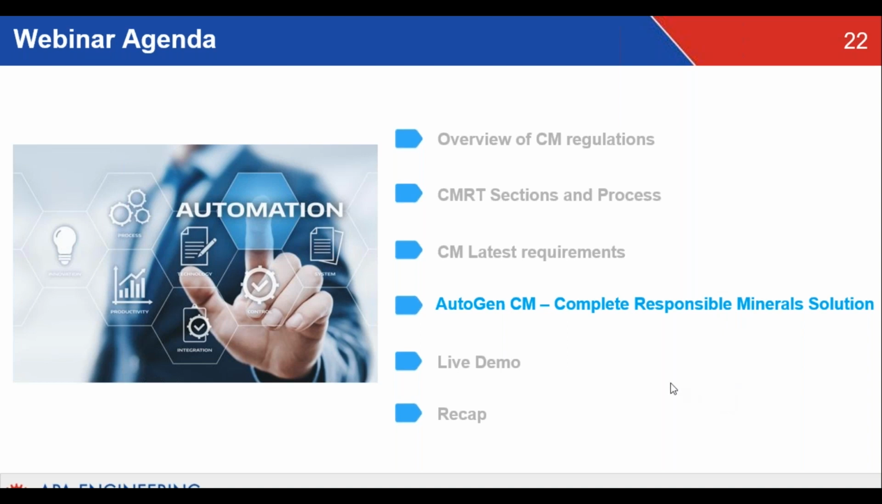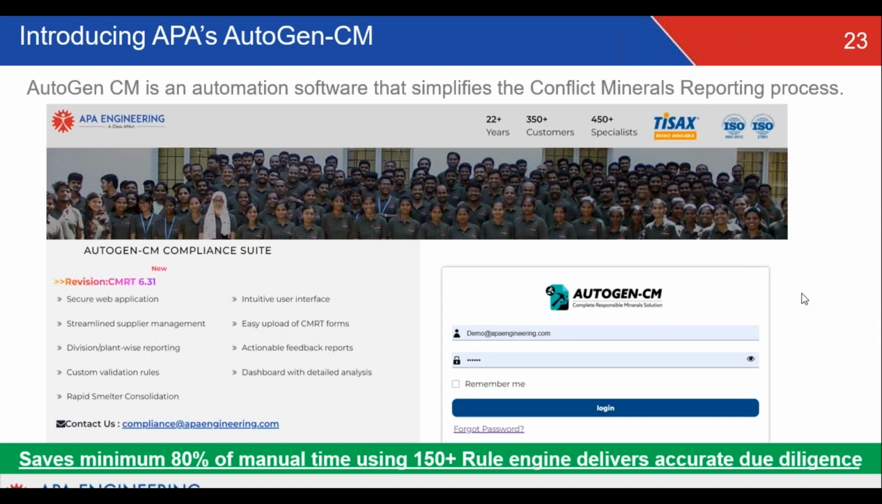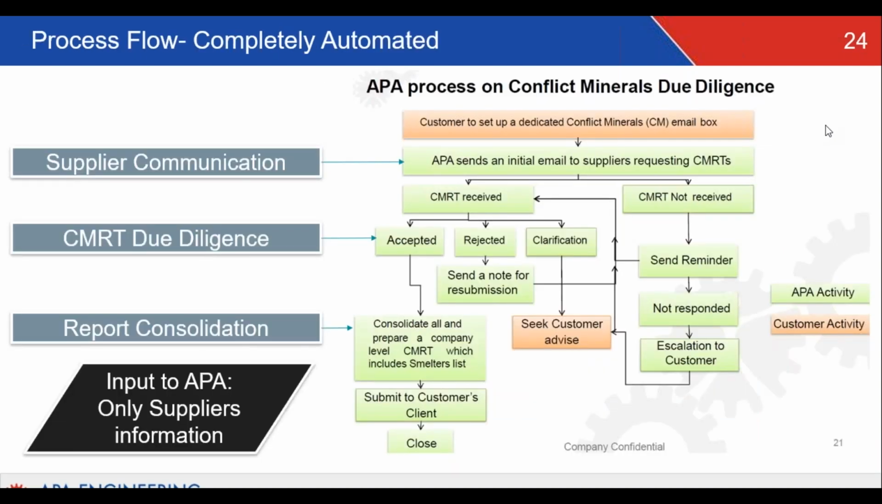We are currently at AutoGen CM, our responsible mineral solution, on the webinar agenda. Next slide. This is the AutoGen CM login page. Next slide. First, let's see the process flow for AutoGen CM. The major modules are supplier communication, CMRT due diligence, and report consolidation.